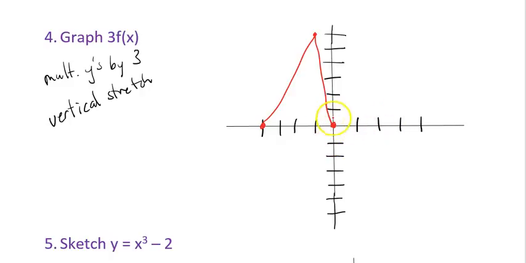And then I'm going to move to the next part. The important point at 2, -2, I'm going to multiply the y value by 3 and get 2, -6. And then our last one was at 4, 0, and 0 times 3 is 0. So I just have to make a longer curve shape here.